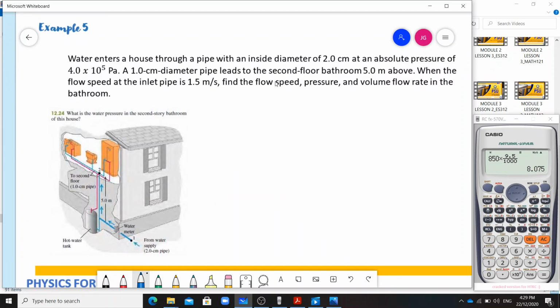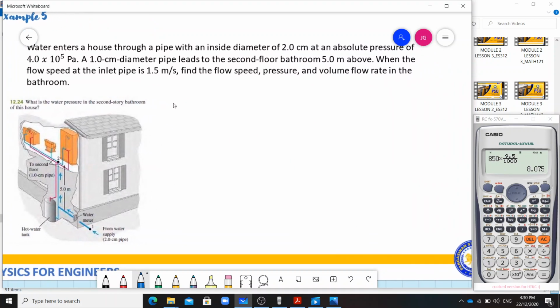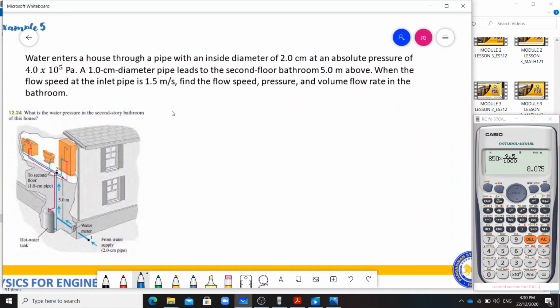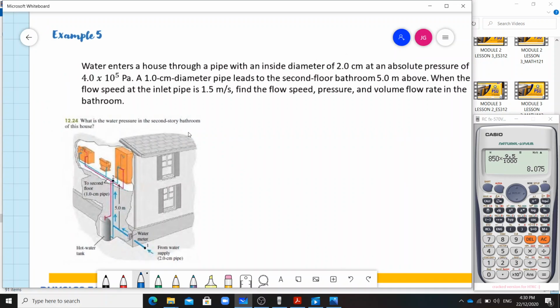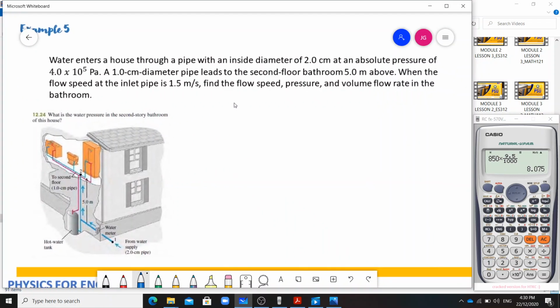Water enters a house through a pipe with an inside diameter of 2 cm at an absolute pressure of 4 times 10 raised to 5 Pa. A 1 cm diameter pipe leads to the second floor bathroom, 5 m above. When the flow speed at the inlet is 1.5 m/s, find the flow speed, pressure, and volume flow rate in the bathroom. Okay. Ang hinahanap is yung flow speed, pressure, tsaka volume flow rate dun sa loob ng bathroom.